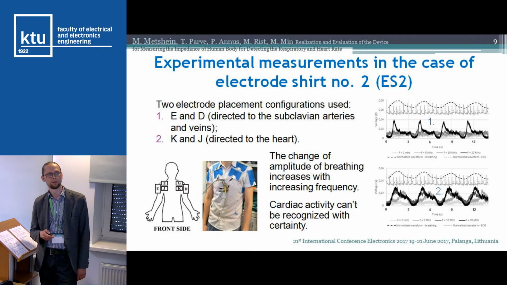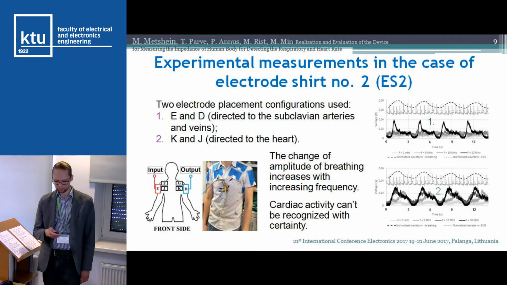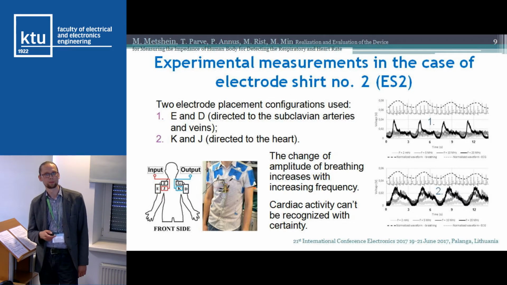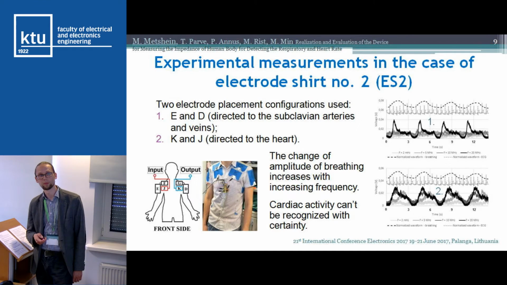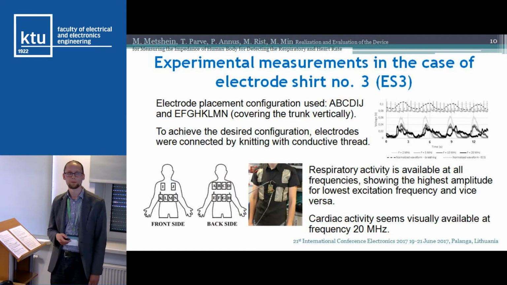Secondly, with the same electrodes, but directed to follow the cardiac activity, they were positioned on the upper arms and the chest to get access to the subclavian arteries and veins, and to the heart. And it can be seen that the respiratory activity is available, but cardiac activity cannot be recognized with full certainty. And finally, the textile electrodes.